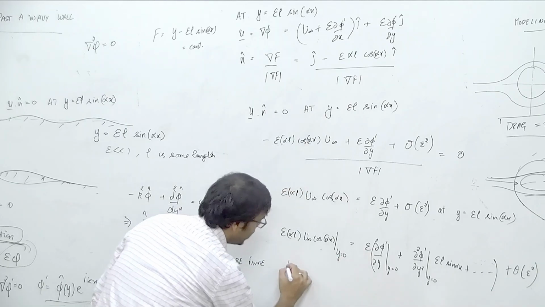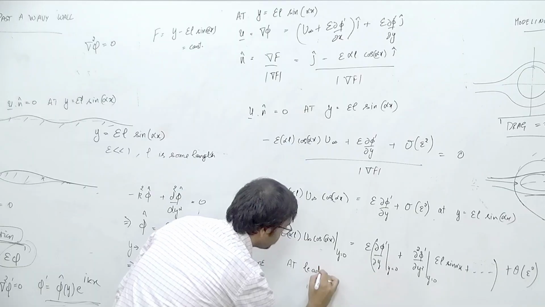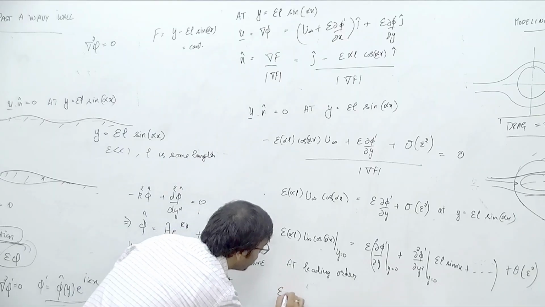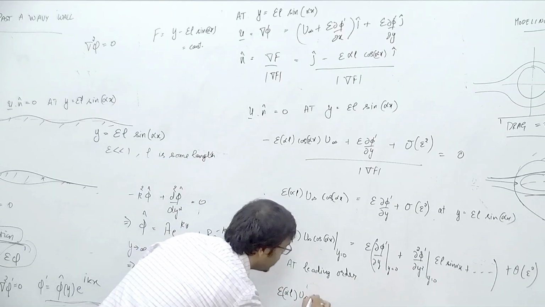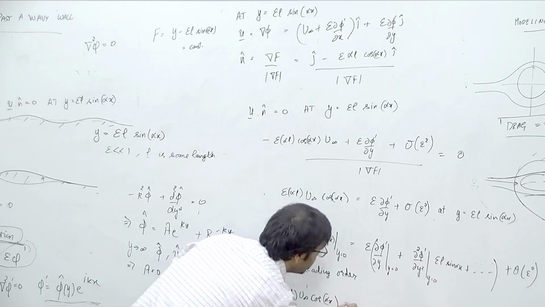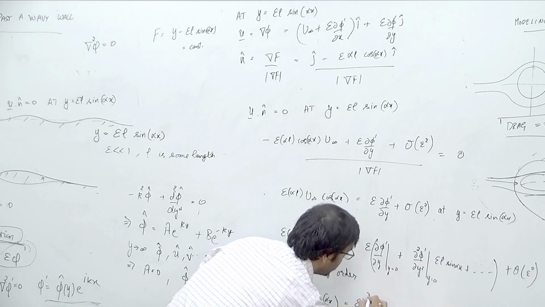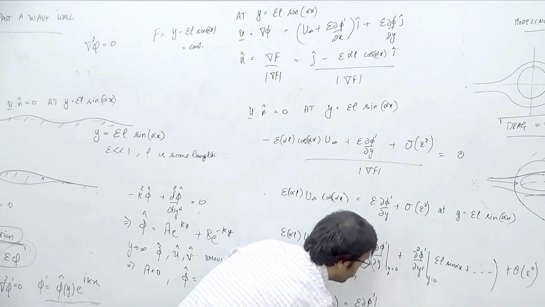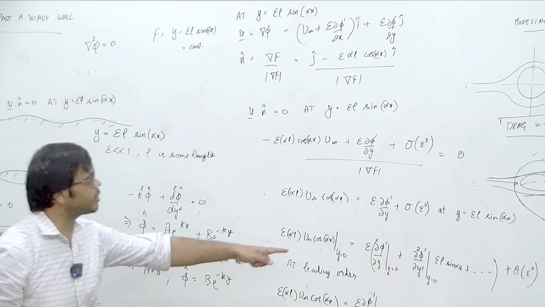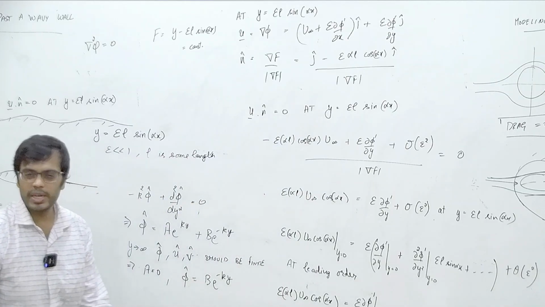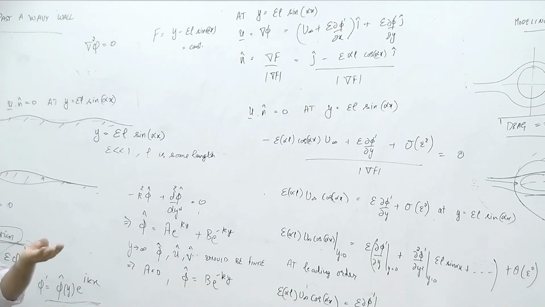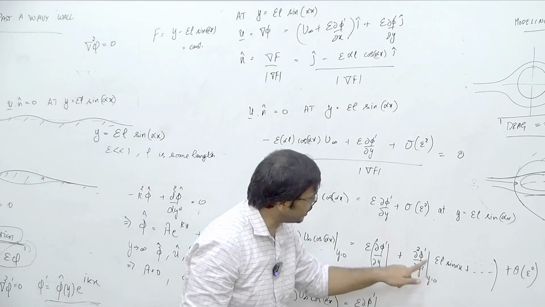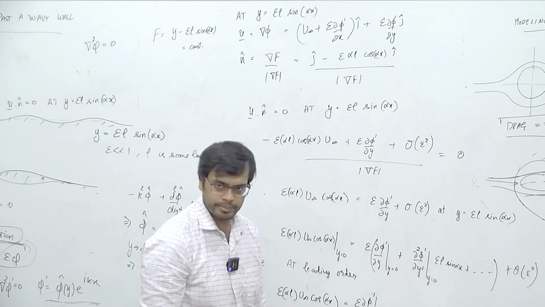So at leading order, you can basically write epsilon alpha L u infinity cos alpha x equals epsilon del phi prime by del y at y equal to 0 only. You do not even need to substitute this complex y equal to epsilon L sine alpha x, because that is also an order epsilon quantity. The moment you substitute it in this Taylor expansion, you get an order epsilon squared term.